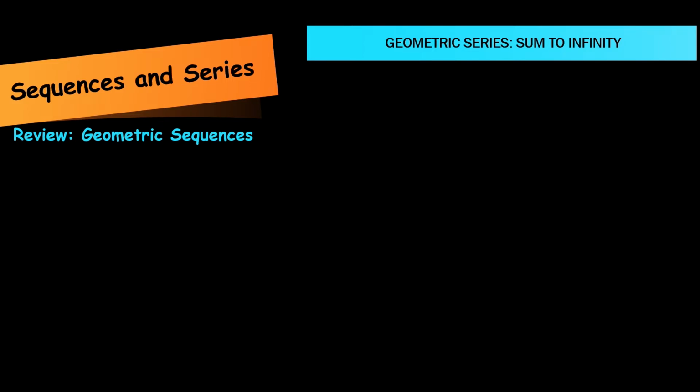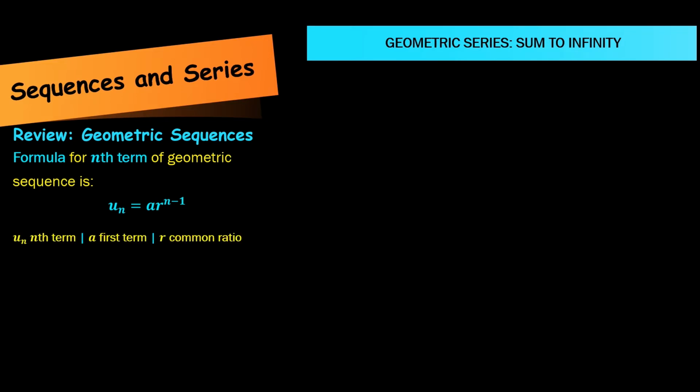Before we begin, let's review geometric sequences. The formula for the nth term of a geometric sequence is u subscript n equals a times r to the power n minus 1, where u subscript n is the nth term, a is the first term, and r is the common ratio.